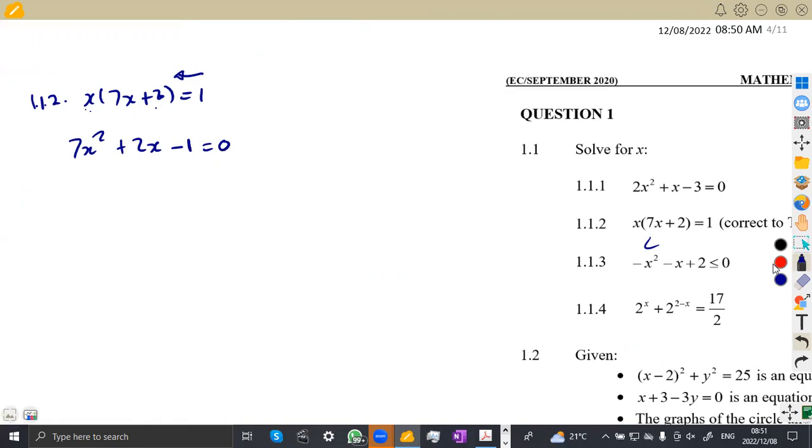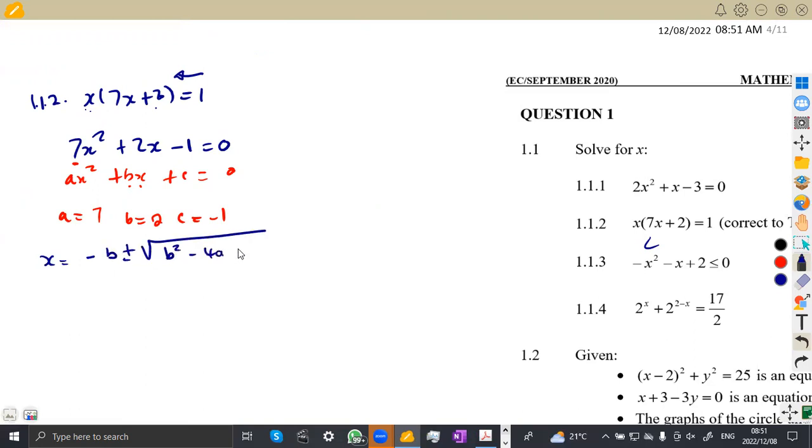So having our equation in the same format that I presented for the quadratic equation, ax squared plus bx plus c is equal to 0, it means our a is equal to 7, our b is the coefficient of x, which is 2, and c is the constant, which is negative 1. So you can apply our quadratic formula, which states that x is equivalent to negative b plus or minus the square root of b squared minus 4ac, over 2a.